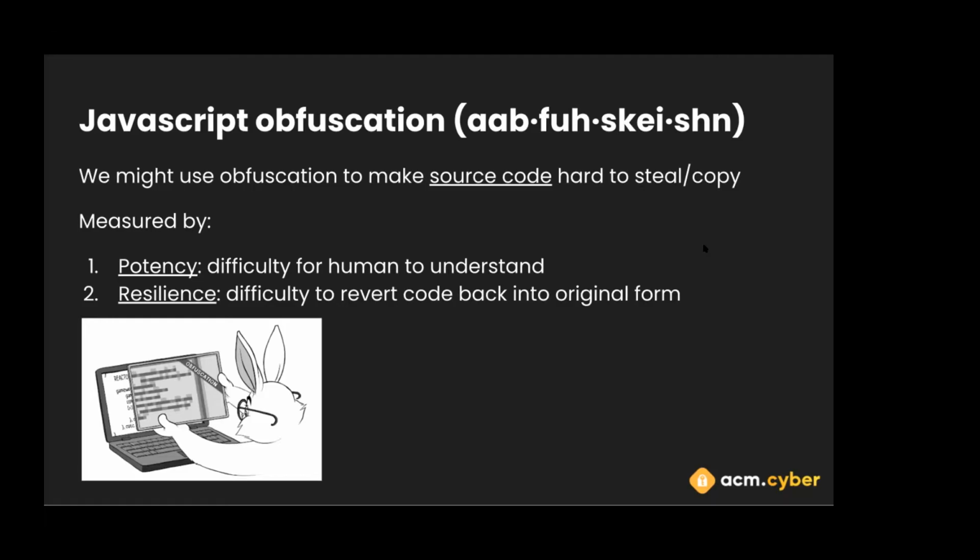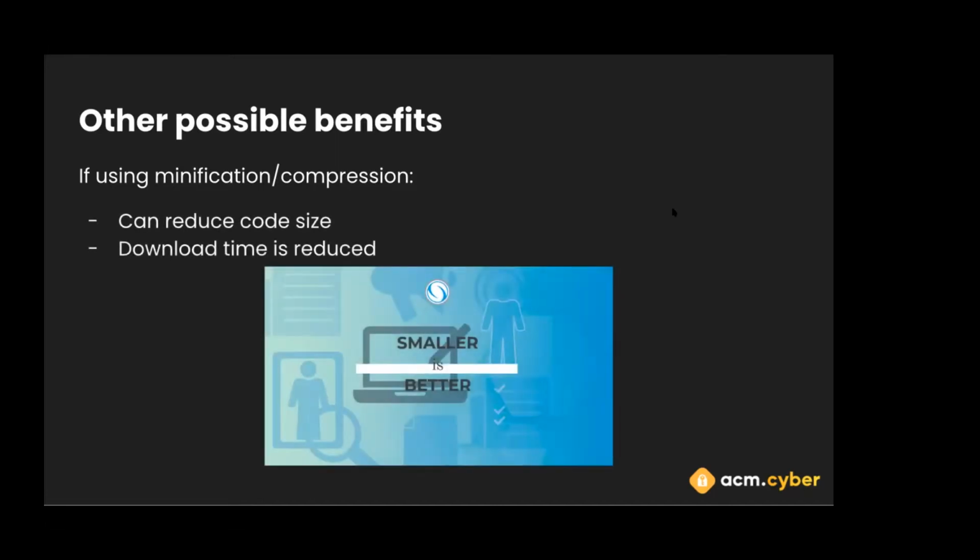So what are some other benefits of this? Well, in addition to making our source code really hard to understand, typically obfuscation uses compression or minification. Basically, let's say you have some code: it'll look at your code, make your variables shorter, and delete comments or unnecessary code. Overall, it could reduce your code size as well as reduce the download time. And we all know that smaller is better, so keep that in mind.